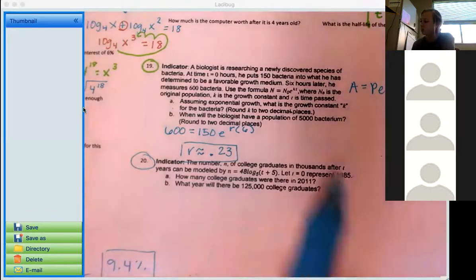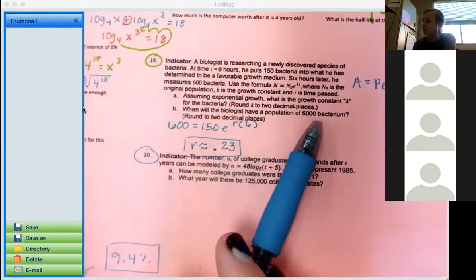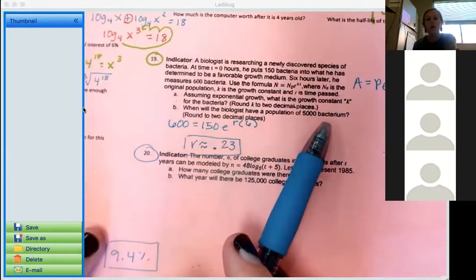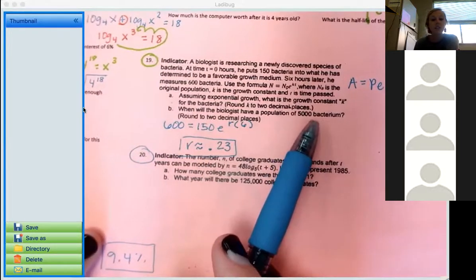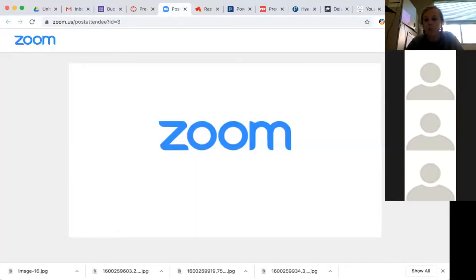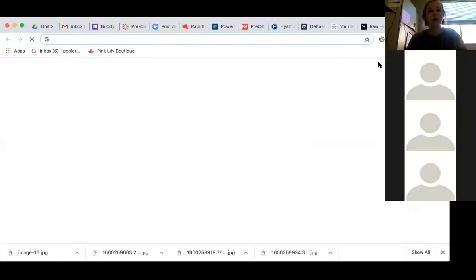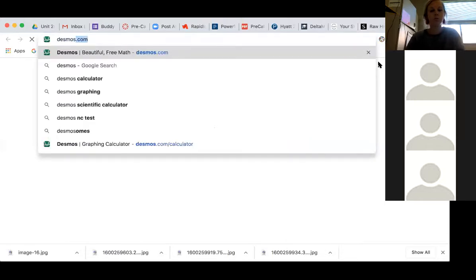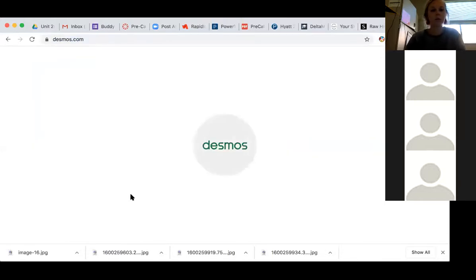All right, so this next one, when will the biologists have a population of 5,000 bacterium? It doesn't say to solve algebraically. So this is why on your test tomorrow, I left Desmos open on these. So I'm going to stop sharing so I can pull up Desmos for y'all. And I don't know that I have it open. Oh, I don't. I have my online shopping open though. Desmos. Let me move y'all down here.